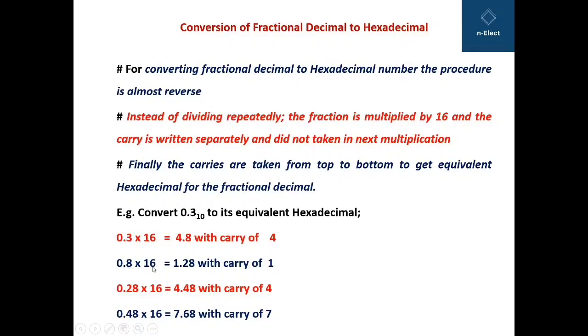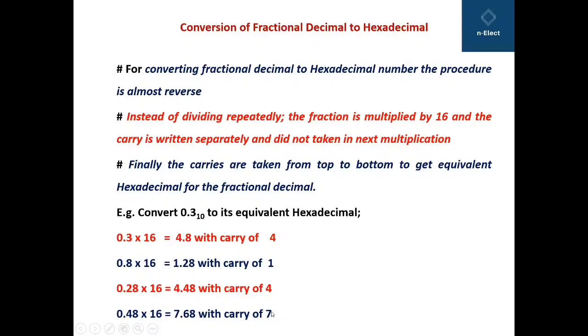Then 0.8 multiplied by 16 gives us 12.8, where 12 will be treated as a carry, and 0.8 is taken here. Then 0.28 multiplied by 16 gives 4.48. 4 will be treated as carry, so with a carry of 4, 0.48 is taken here, and after performing multiplication, we get 7.68, where 7 will be treated as a carry, and 0.68 can be taken to the next place. But if the multiplication continues, we have to stop at a maximum of 4 steps.